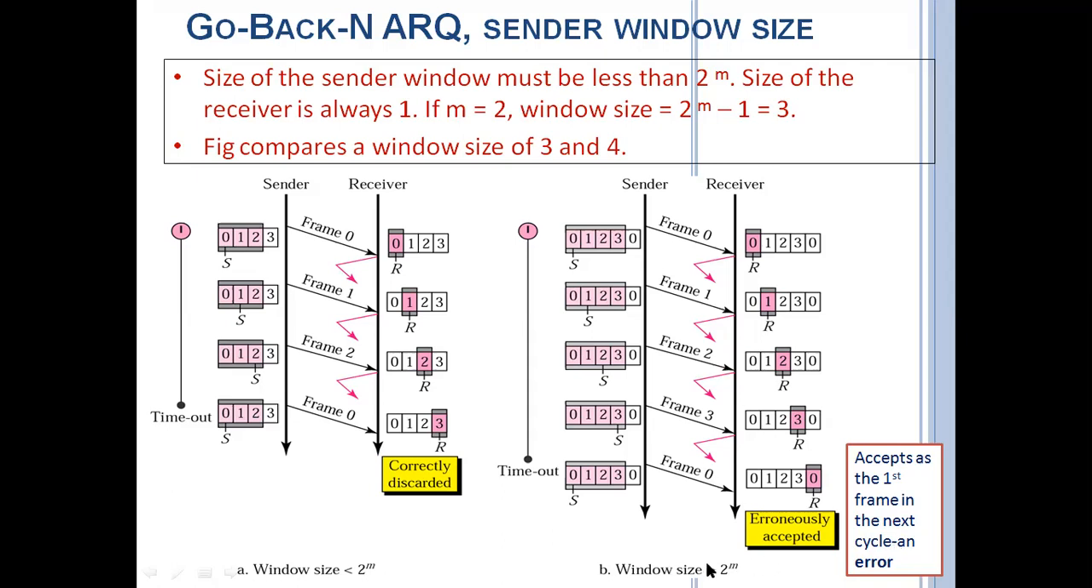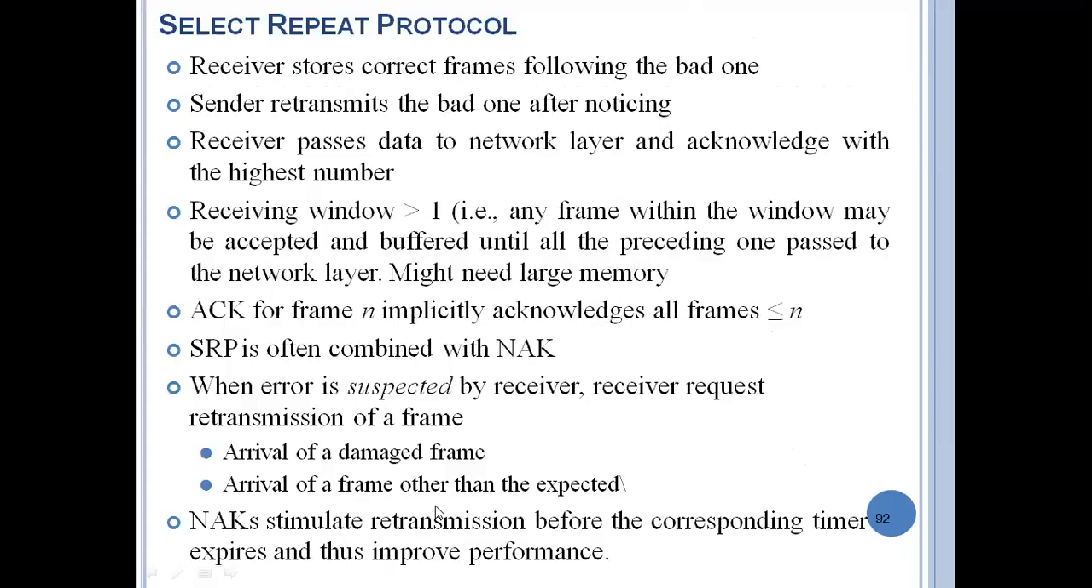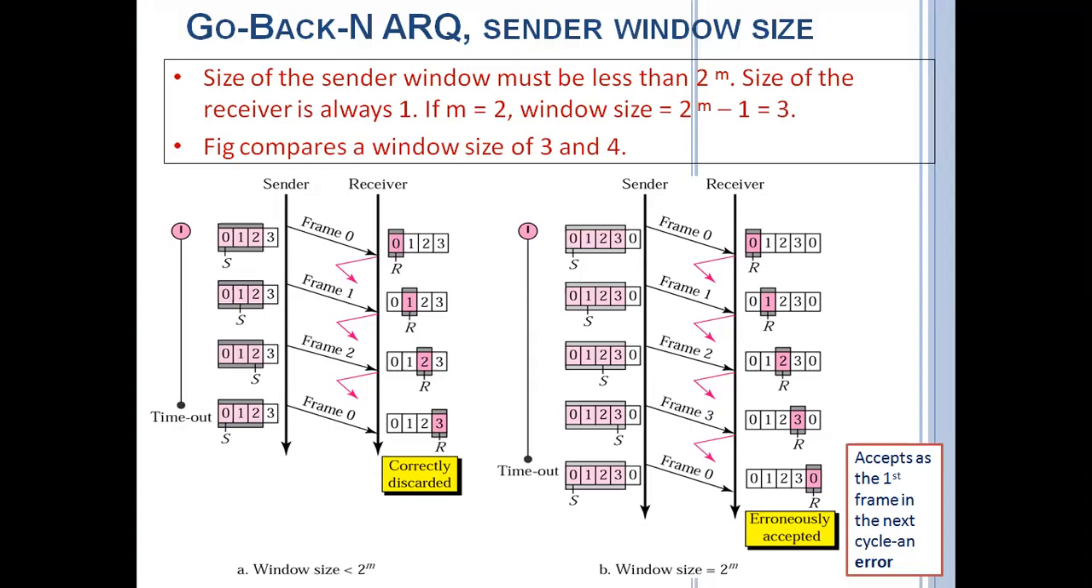So the window size must be less than 2 power m. Why? Because here the frame size is 3, and here the frame size is 4. That's why it is less than, not equal to. That is Go-Back-N.